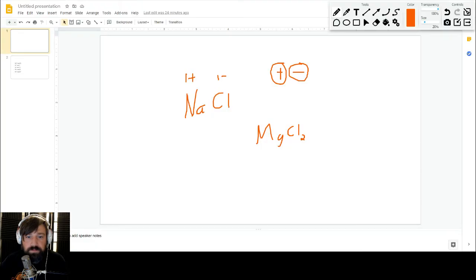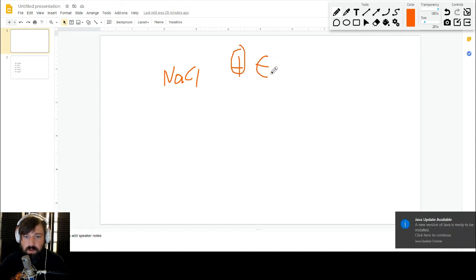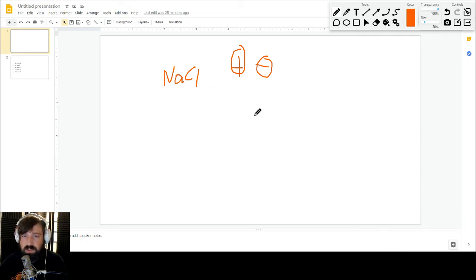All right. So let's go through and talk about these ionic formulas real quick. How do you go about knowing how many are in each one? Like I said, sodium chloride is going to be 1 and 1, because you have 1 positive charge, and it's going to equal out to 1 negative charge.